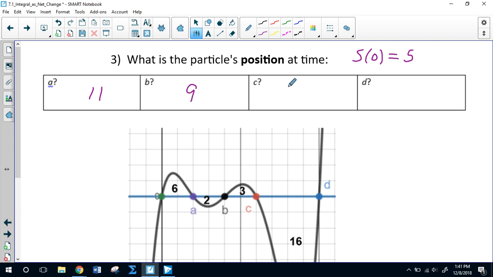Moving to the right 3, this would be 12. And moving to the left 16, this would be negative 4. So you're thinking along the x-axis, we have started at 5, then to the right, then to the left, then to the right, then back to the left.